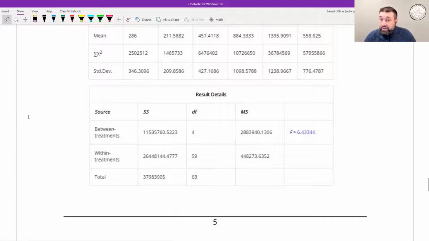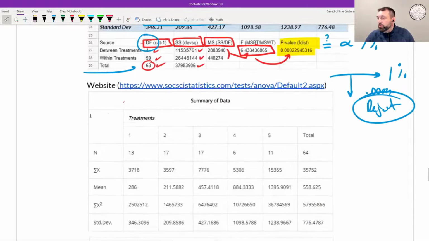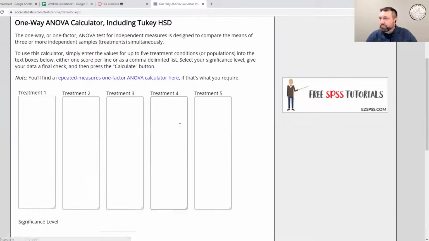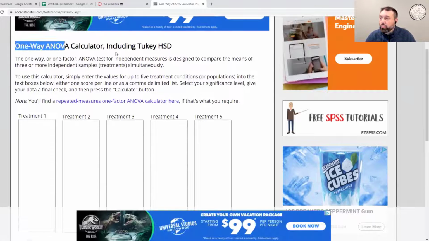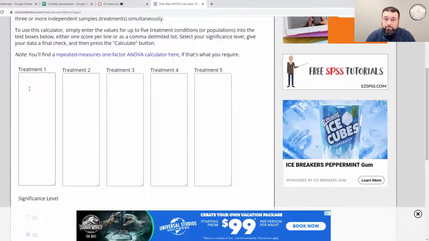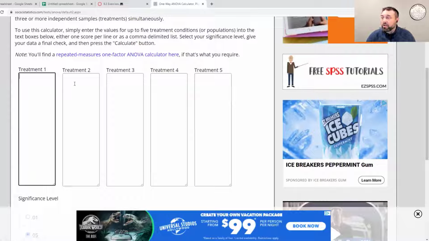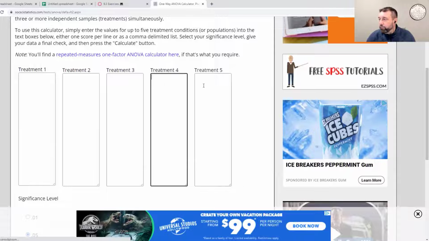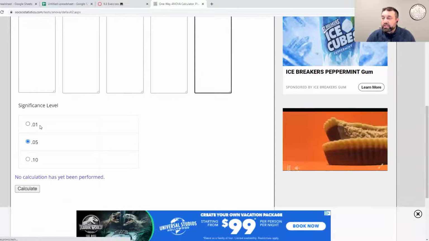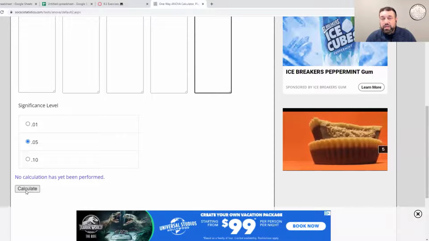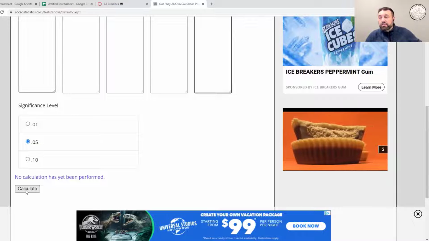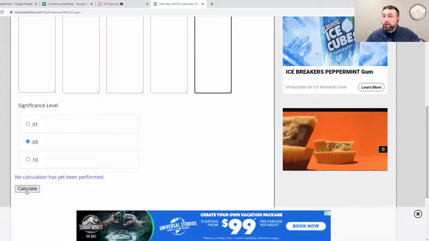Now, there is a website that will do this for you, and here's the link to the website. This website will do a one-way ANOVA calculation for you. So you take your data for treatment 1, you put it in here, category 2, category 3, category 4, category 5. Then you select your significance level and you hit calculate. And it does all of this magic for you.